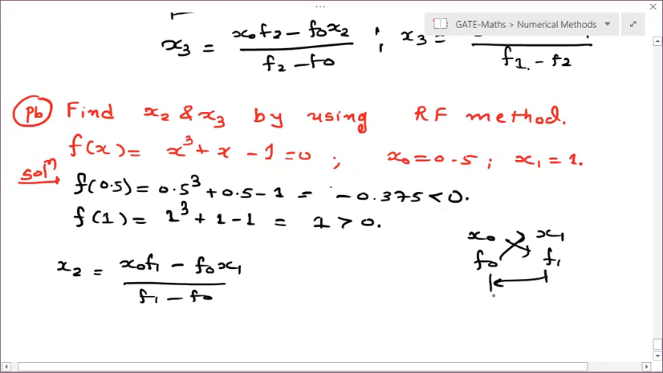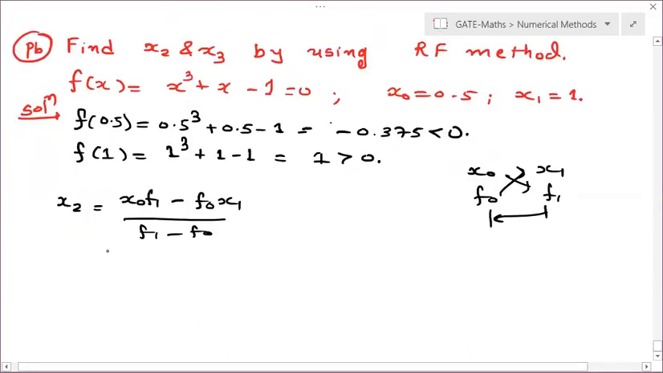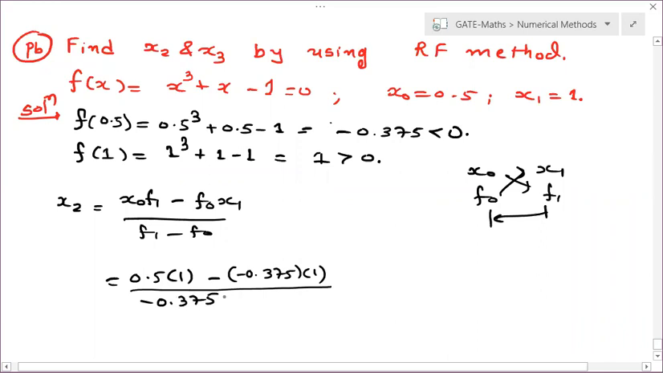So what is x0 over here? x0 is 0.5, f1 is 1, f0 is minus 0.375, x1 is 1, divided by f1 minus f0. I think I have made a mistake in the denominator. F1 is 1 and f0 is minus 0.375, so it will become minus minus plus. If you simplify this, your answer will be 0.69. So this is your x2.